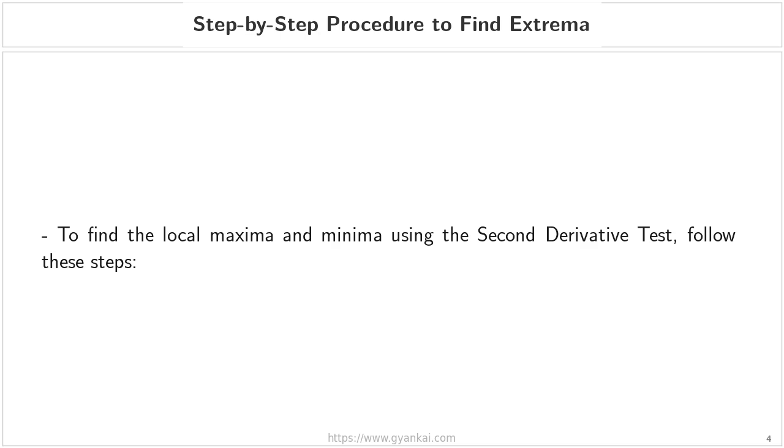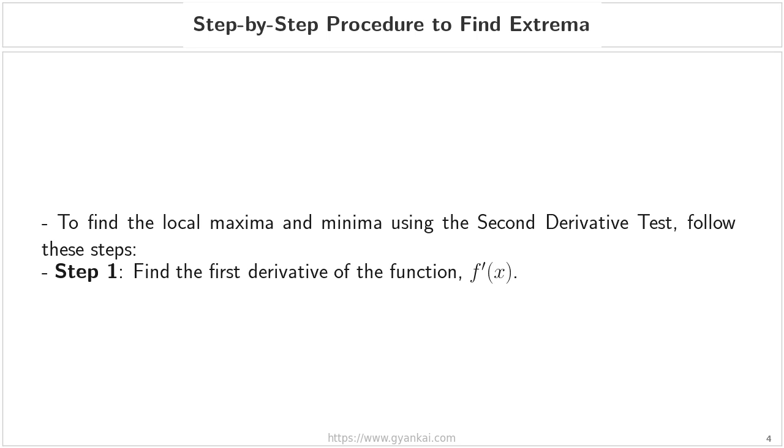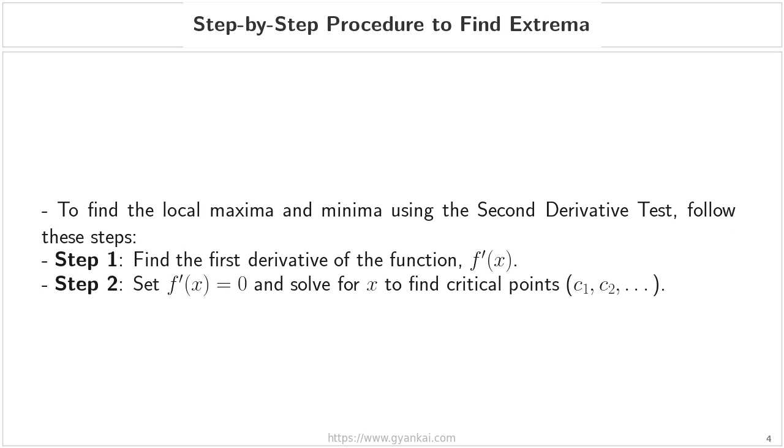Step-by-step procedure to find extrema. Now that we have established the theoretical foundation of concavity and the general rules, let us organize this into a clear, step-by-step procedure for finding local maxima and minima. First, in step 1, we begin by finding the first derivative of the function, which we represent as f'(x). Once we have the first derivative, we move to step 2.